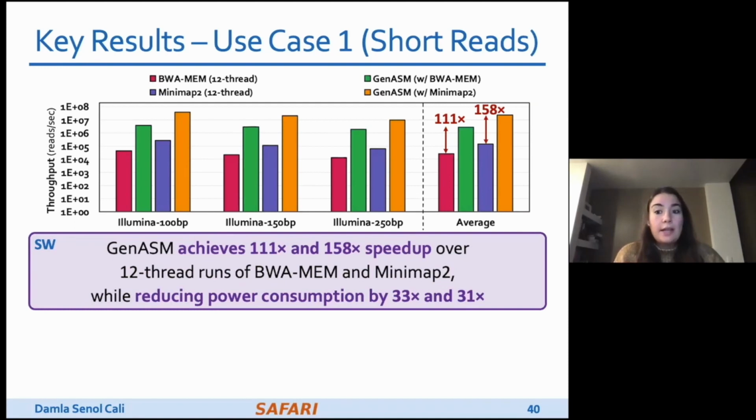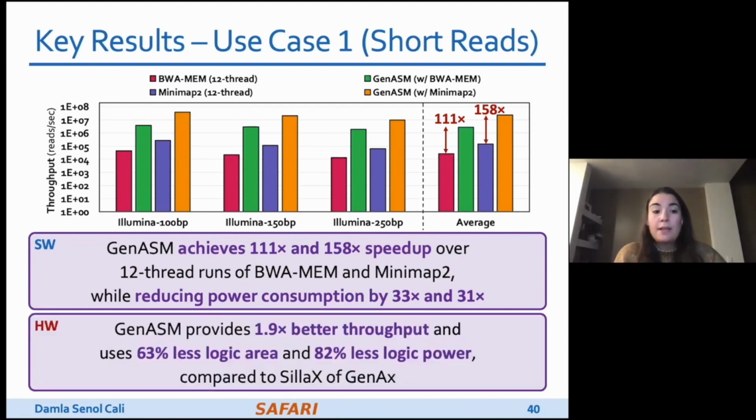And compared to the Shouji of GenAx, which was the hardware baseline for this use case, GenASM provides 1.9 times better throughput while using 63% less logic area and 82% less logic power. So as I said, GenASM is highly efficient in terms of power consumption, and it has a very low area overhead, again, compared to even this hardware baseline, which is state-of-the-art.